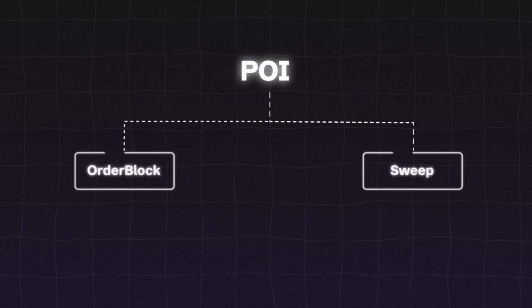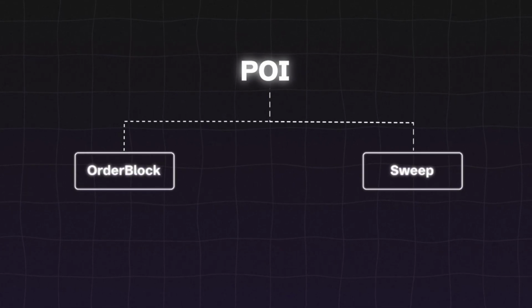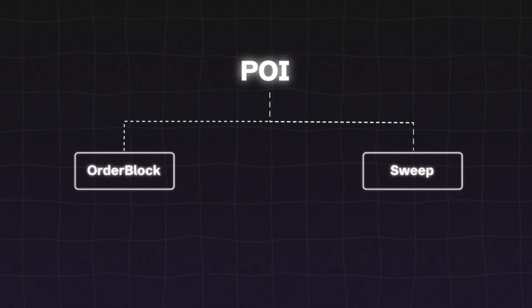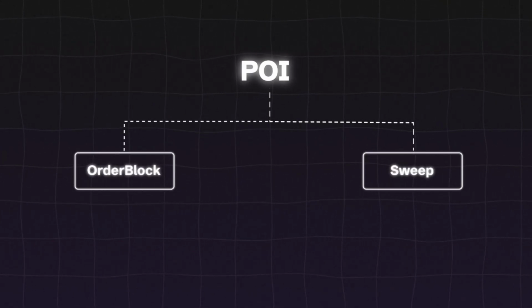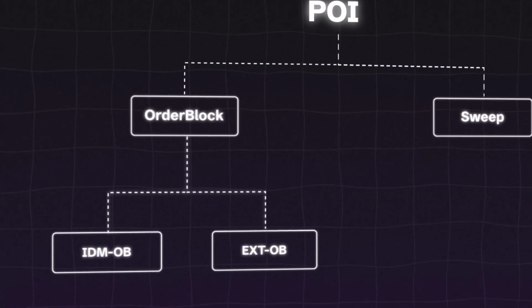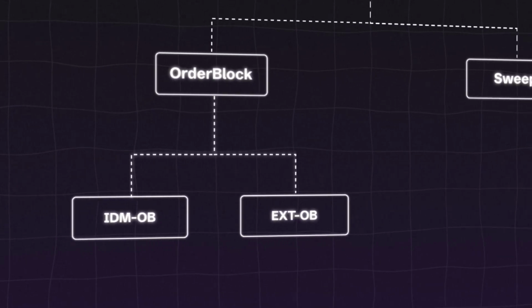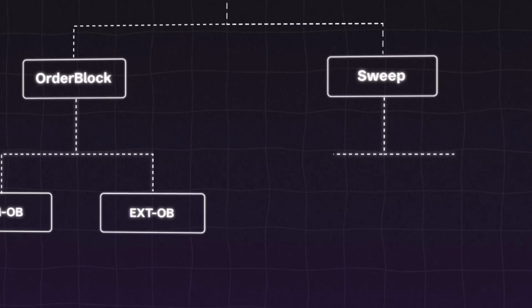True SMC focuses on two specific types of POIs, sweeps and order blocks. Not every order block works in the market. Only two order blocks with imbalance consistently work. Our indicator marks these as IDM-OB and EXT-OB. For sweeps, we specifically target IDM sweeps and higher high or lower low sweeps.